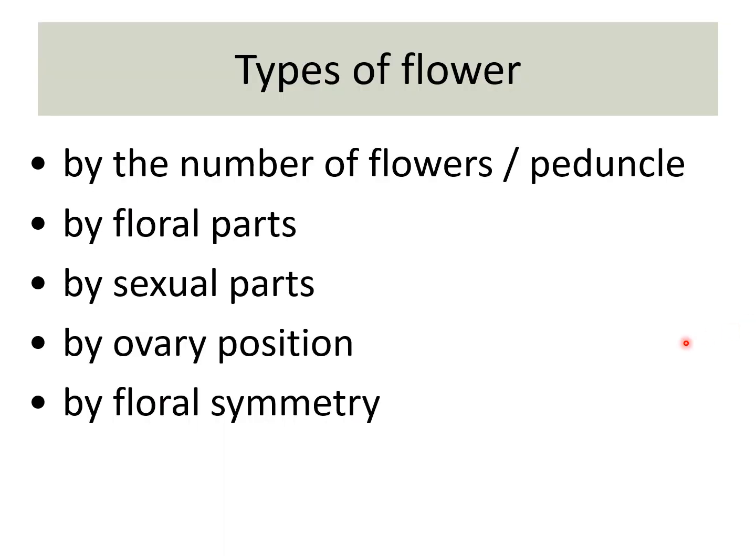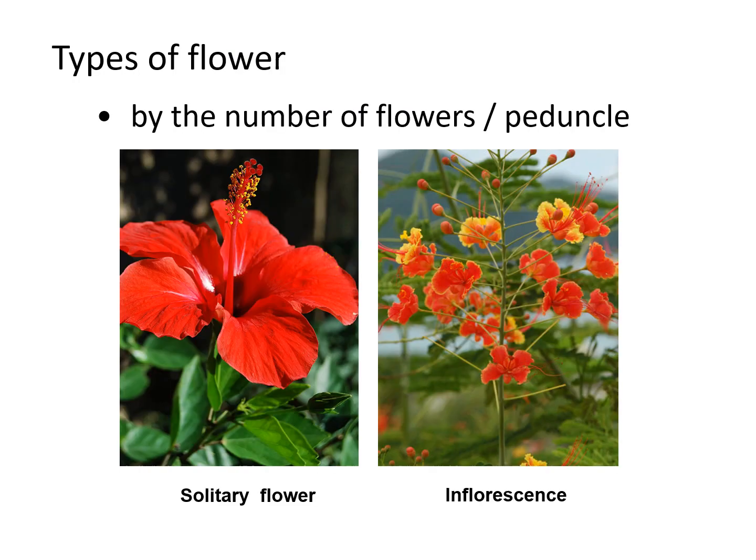Let's go to the types of flower. There are many types of flower depending on the criteria. And there are 5 criteria for separating the types of flower. The first type is characterized by the number of flowers on the peduncle. If the peduncle bears only one flower, we call it a solitary flower. The meaning of solitary is like a lonely flower or simple flower.